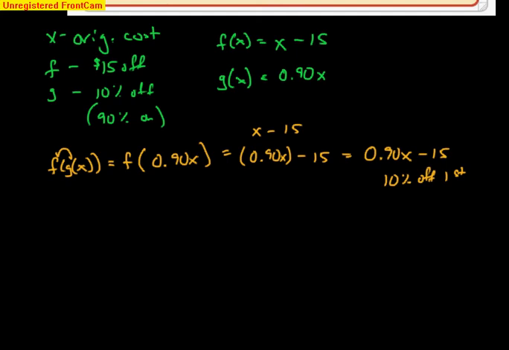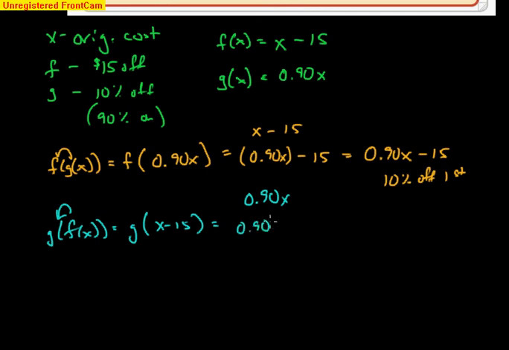Now, let's do the reverse. G of f of x. So that means f is going into g. So we will replace f with what it is. I will write the g function above. I will write it down below, but I will not put the x. Instead, I'll put a parenthesis space, and in that space goes the other function, x minus 15.